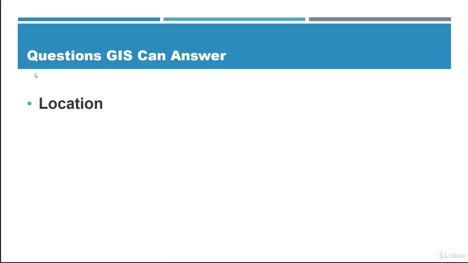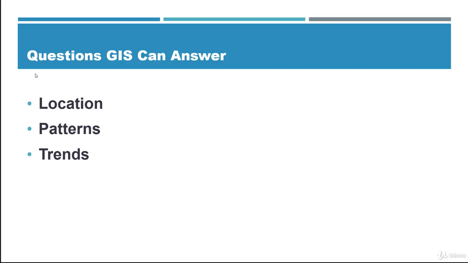What are the questions that a GIS can answer? For example, it can provide answers to location-based questions, such as where's the nearest bus station? Where's the closest supermarket? Where is the nearest gas station? GIS can also answer questions about pattern. What is the flow of traffic along this highway? Or what is the spatial distribution of crime in San Francisco?